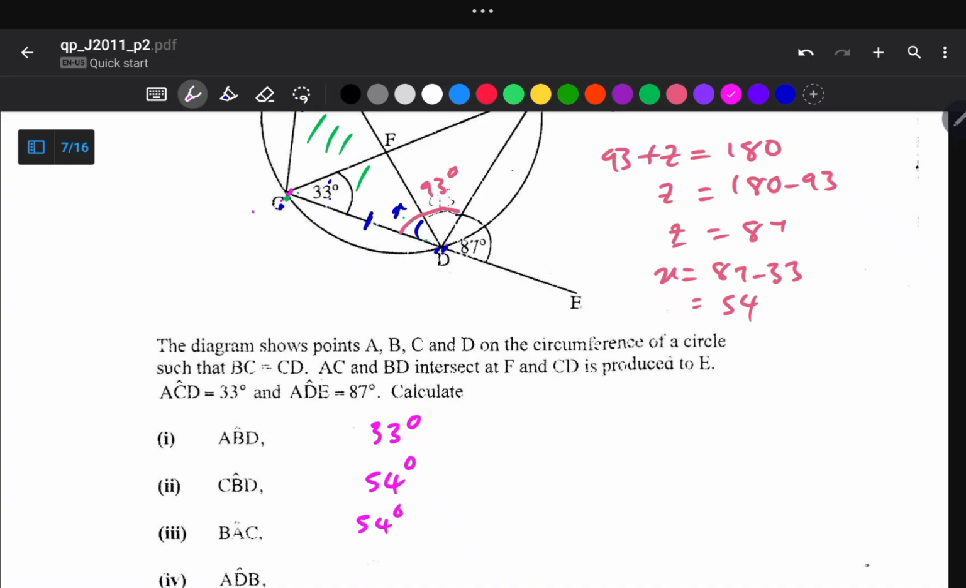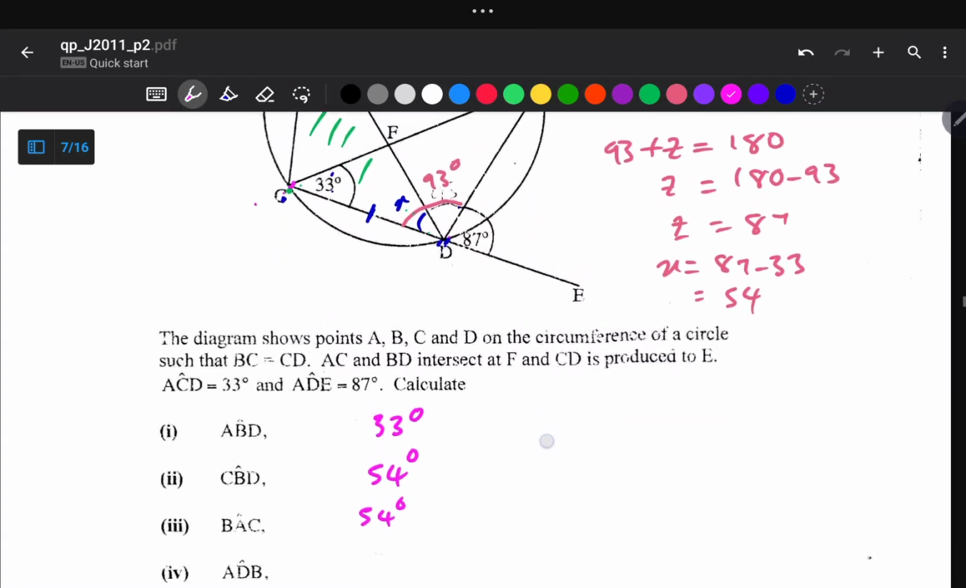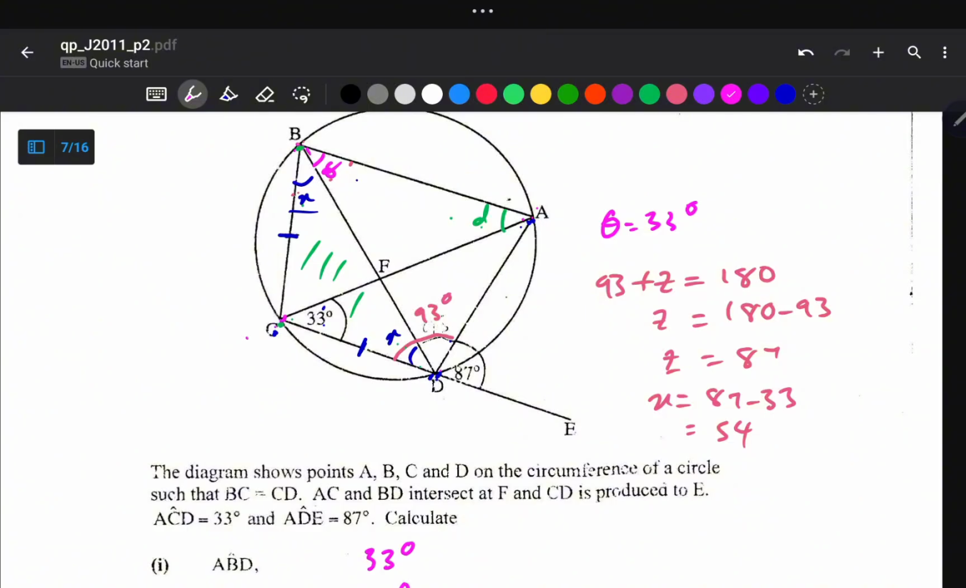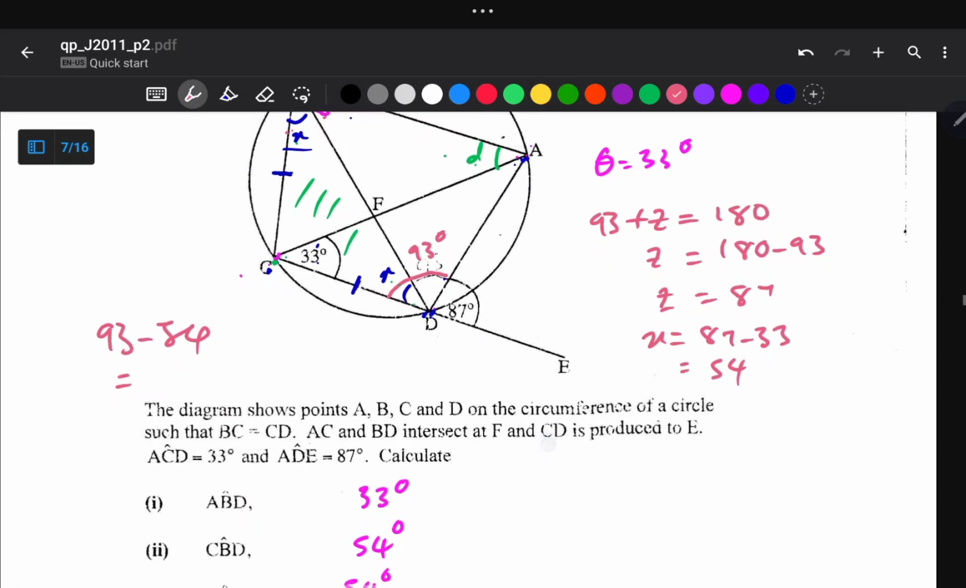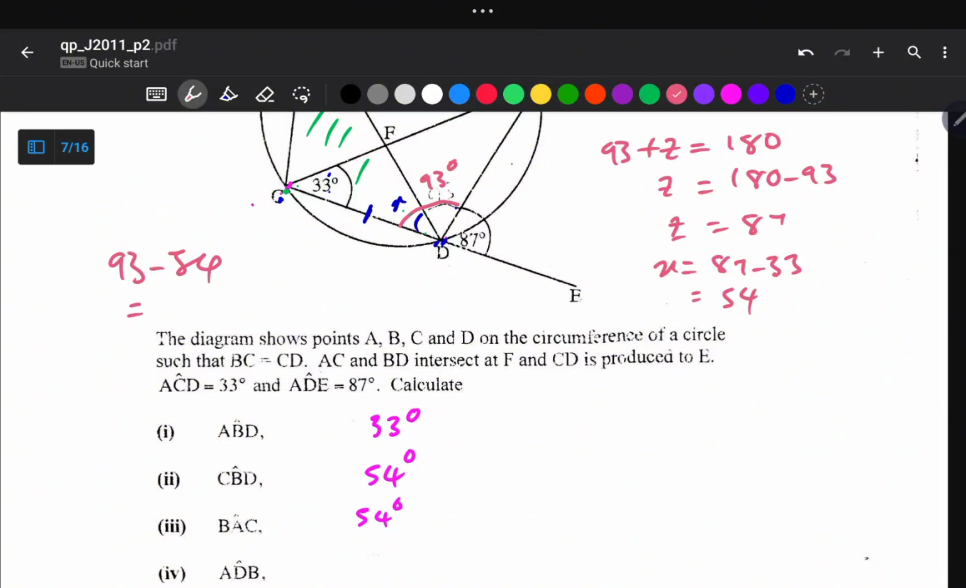And then for the next part of the question, we are going to find the angle ADB. Given that here it is 93 and X is equal to 54, ADB is equal to 93 minus 54, which is equal to 39. So the angle ADB is equal to 39 degrees.